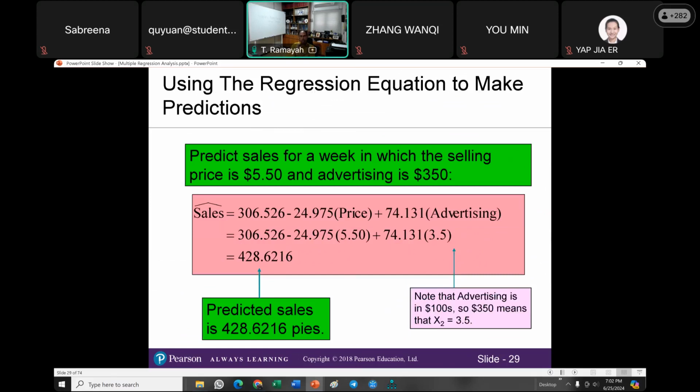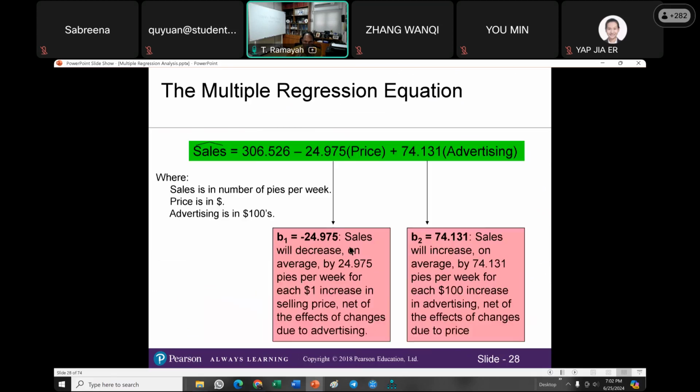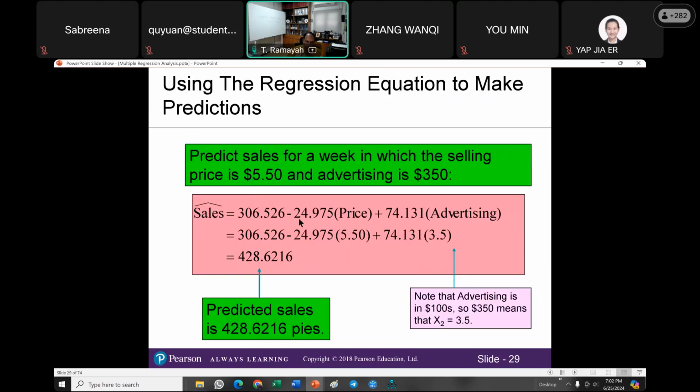Okay, next, if you are asked to predict sales during the week, and you are given the value for the price, 550, and for advertising is 350. What we can do is, if you see this equation, we will substitute price as the number given. We will substitute advertising with the number given. So here we already have the equation.